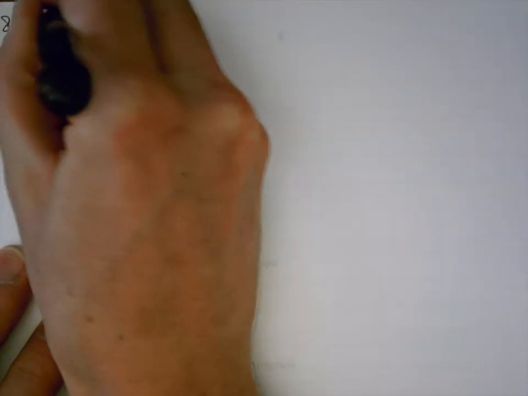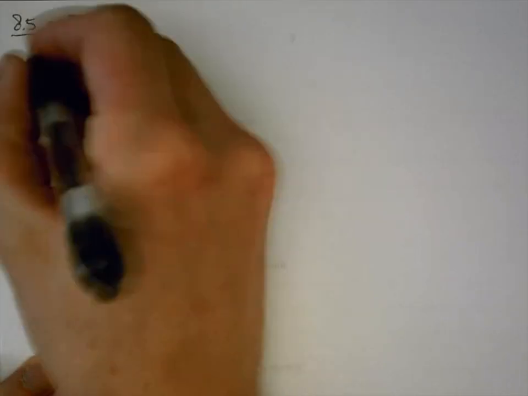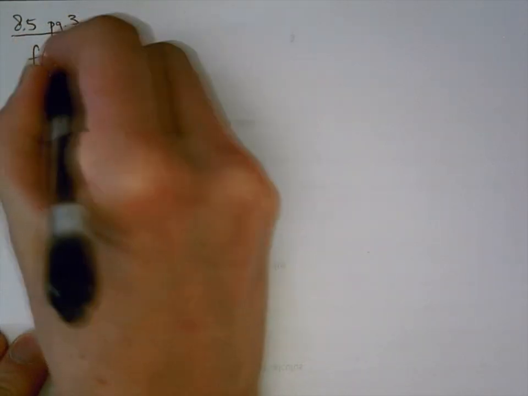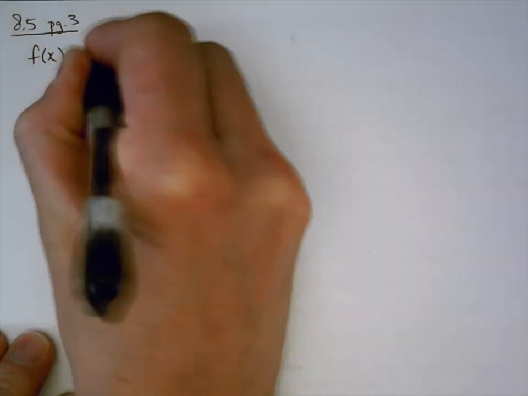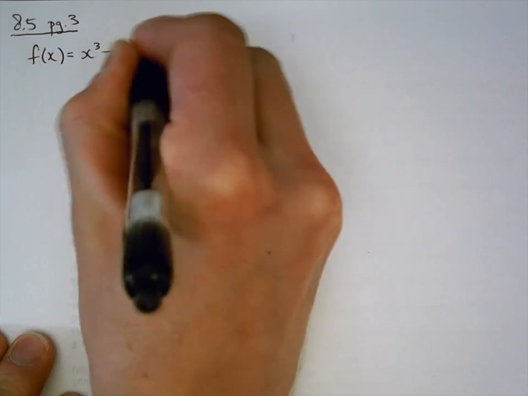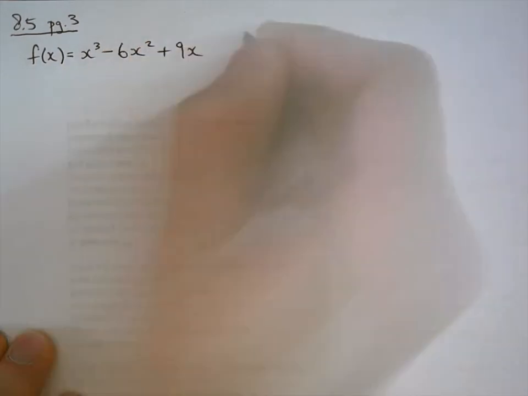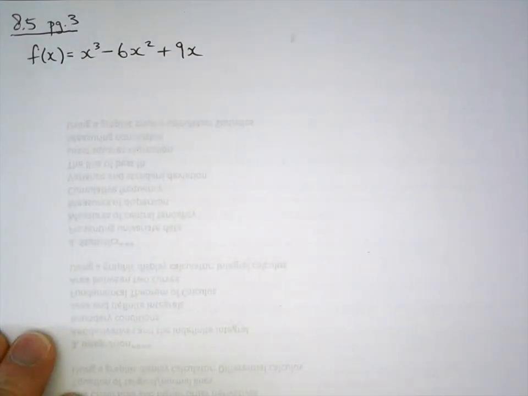You need lots of paper today. So here we go. This is 8.5, page 3. Here we go. So I'm going to do the example f of x is equal to x cubed minus 6x squared plus 9x. And you're thinking, what does this look like? Well, we're going to find out.